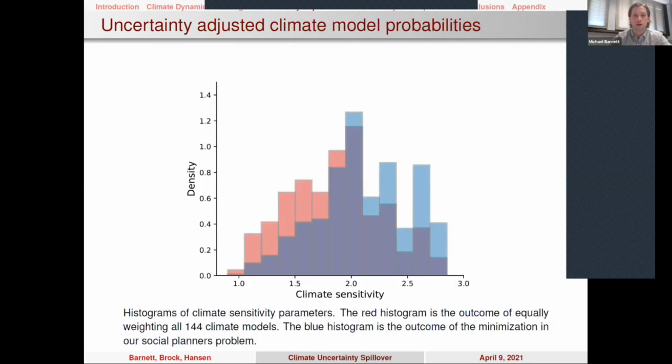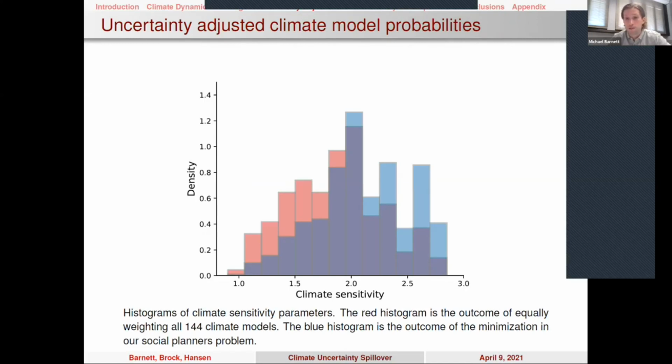If you look at the counterpart for the uncertainty adjusted climate model probabilities, again, this is that original red histogram I showed you on the climate sensitivities. That's the red histogram here. And the blue shows the distorted histogram based on adjusted probabilities for uncertainty.